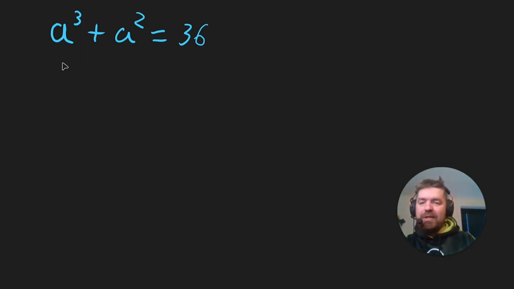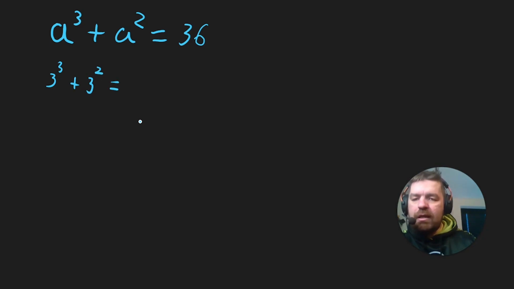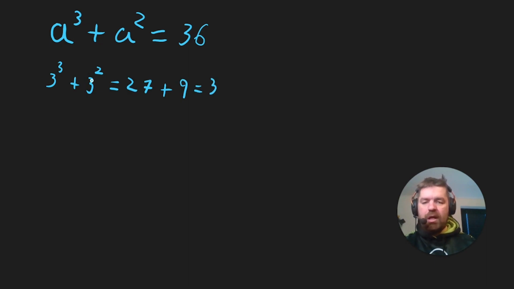I can simply try to test that until I either hit 36 or get over 36. I can try with 1, I can try with 2, those two won't work. But if I try with 3, and I say 3 cubed plus 3 squared, this will be 27, this will be 9. So all in all, this will be 36.